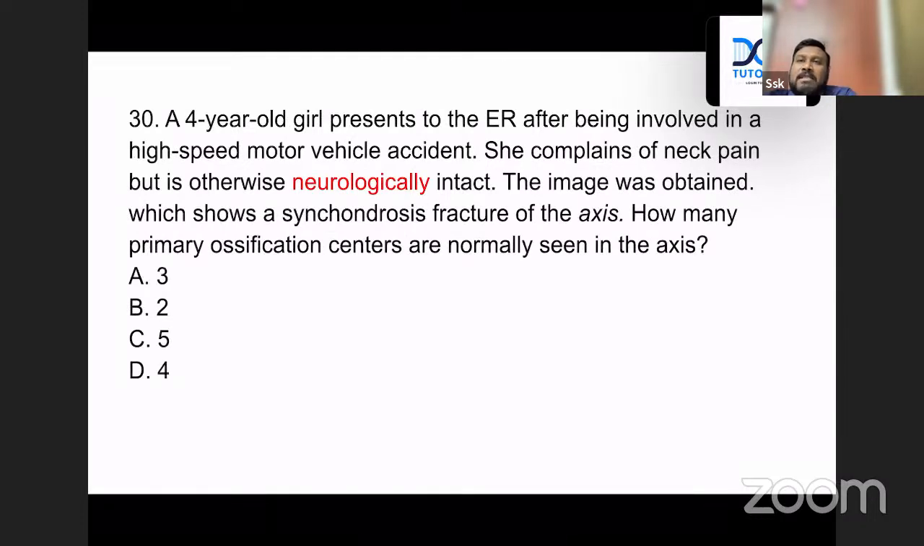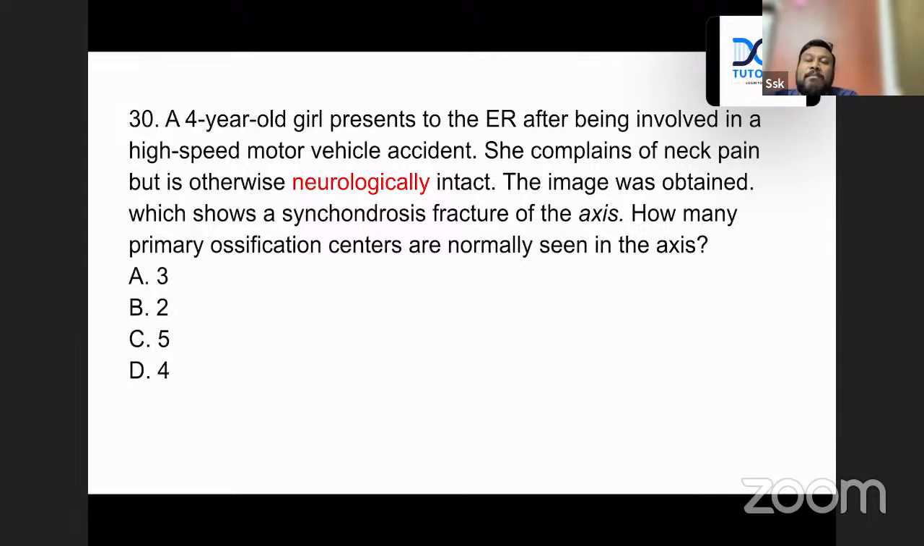A 4-year-old girl presents to the ER after being involved in a high-speed motor vehicle accident. She complains of neck pain but is otherwise neurologically intact. The CT image was taken and it is showing a synchondrosis fracture of the axis. That is the C2, atlas axis. The second cervical vertebra is being fractured. That is what is shown.